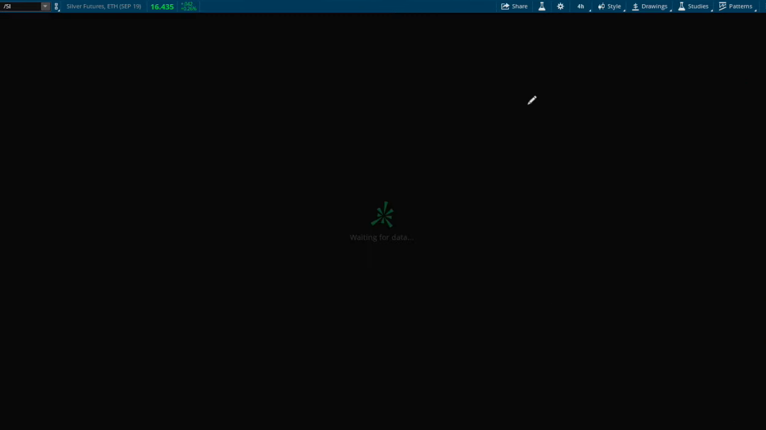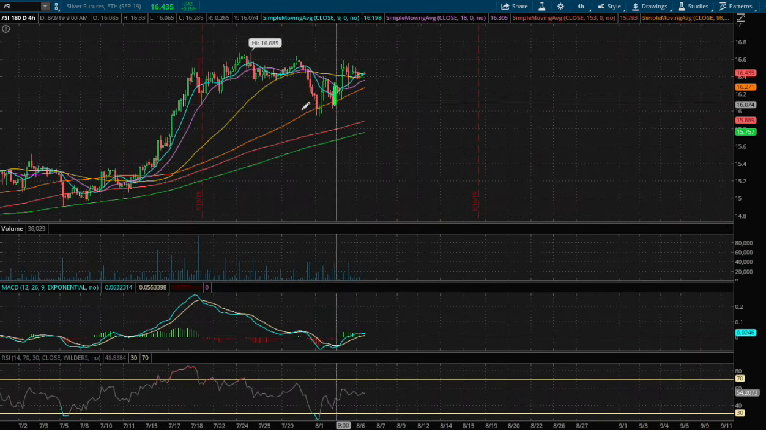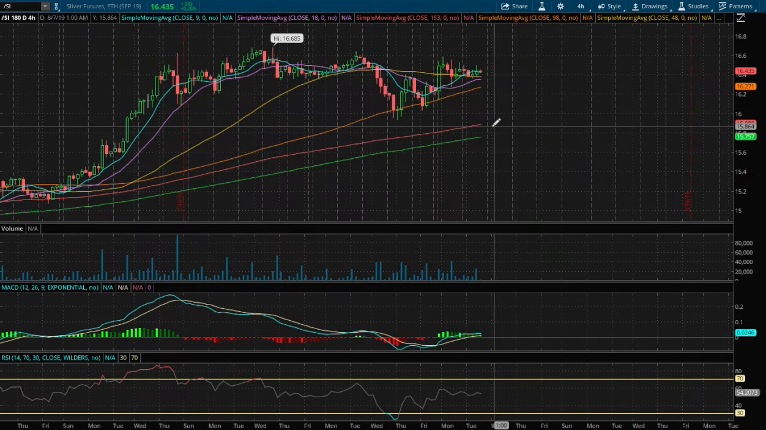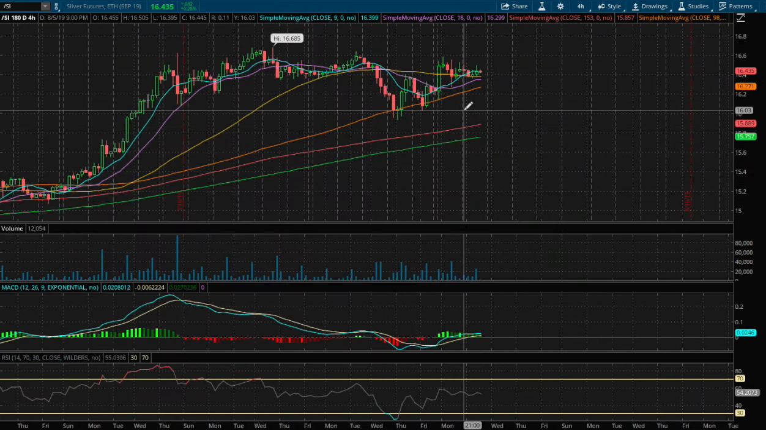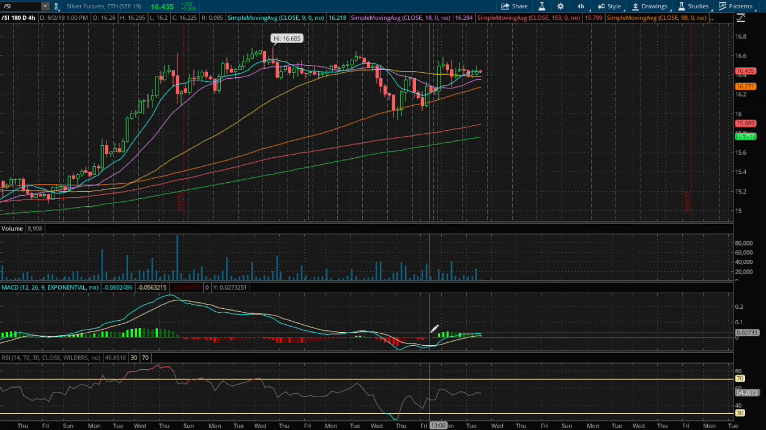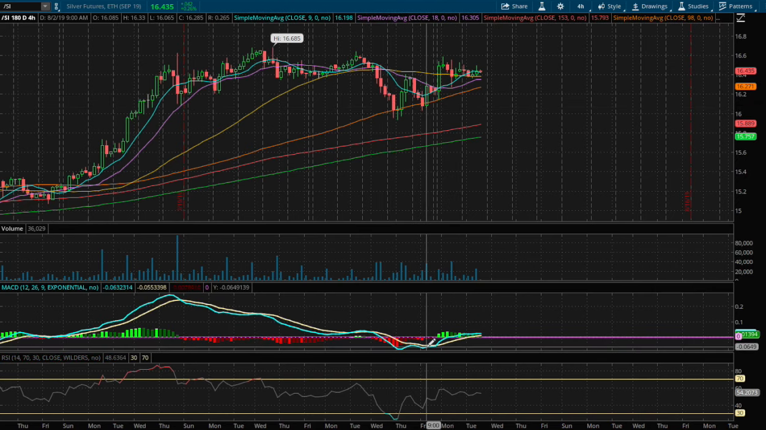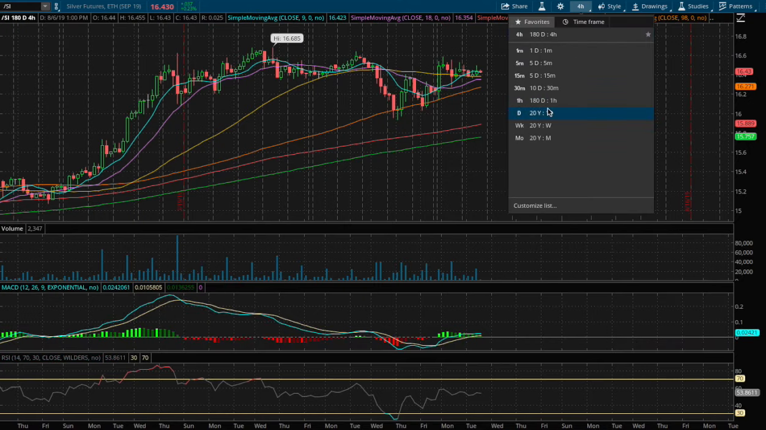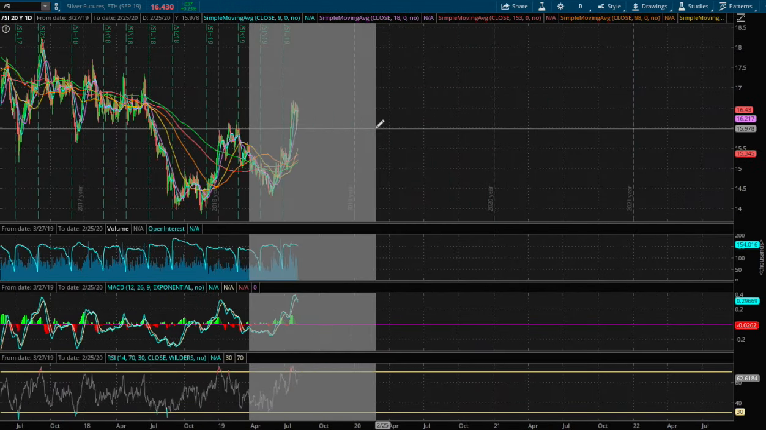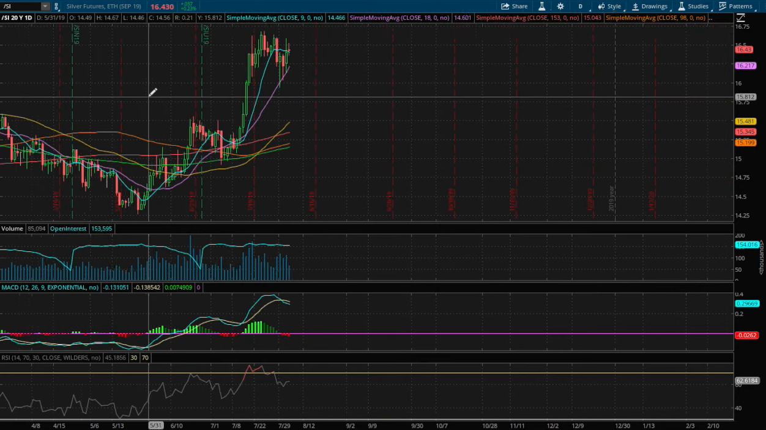The same price action on the 4 hour chart. We found support on the 100 moving average right there, and we start to see the MACD turning positive as well. And on the 4 hour chart or daily chart, I do see the trend heading higher.